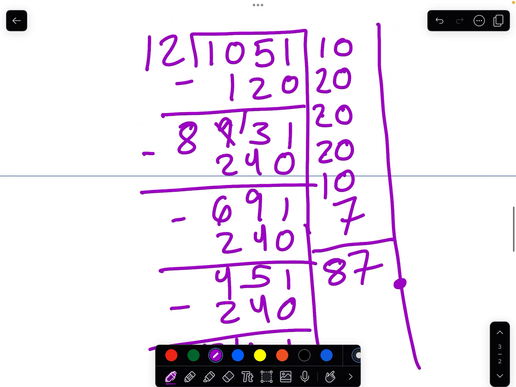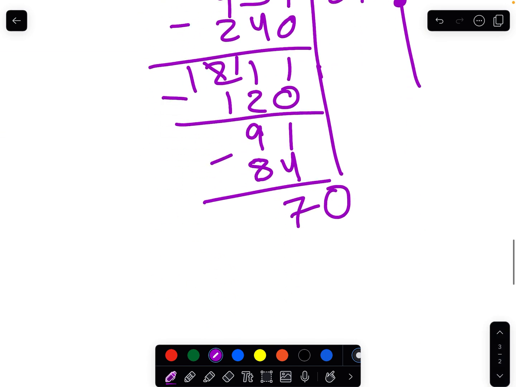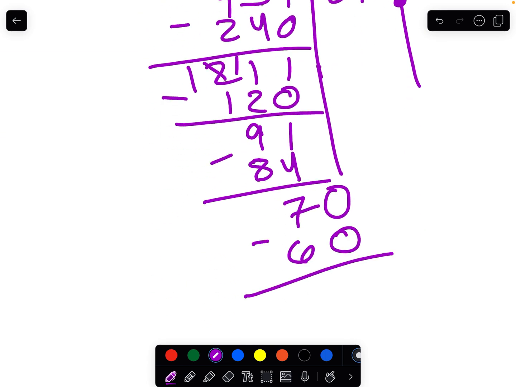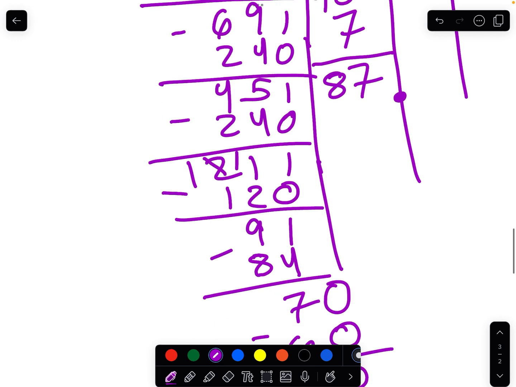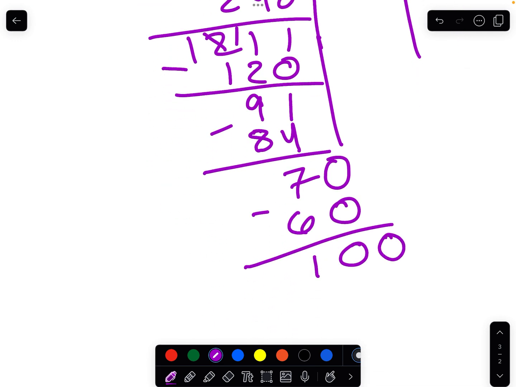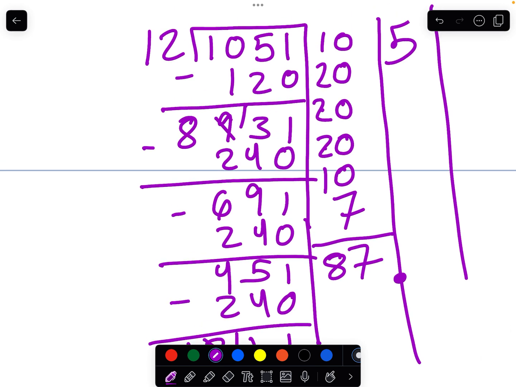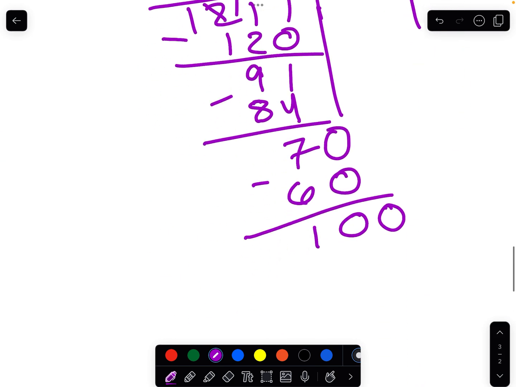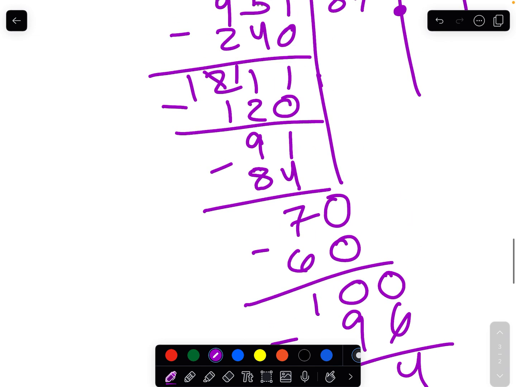I've drawn my line. 12 goes into 70 5 times. 12 times 5 is 60. Going to end up with 10. But 12 doesn't go into 10. So I would have to draw another line. And let's just keep going for kicks. 12 doesn't go into 10, but I've added another line, so I can add my 0. 12 goes into 100 8 times. 12 times 8 is 96. I'm going to end up with 4. Okay, I'll stop there.